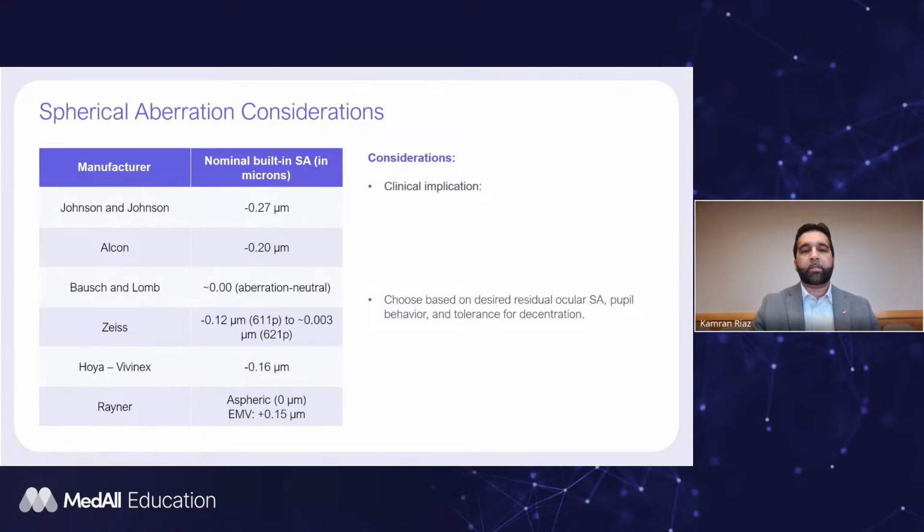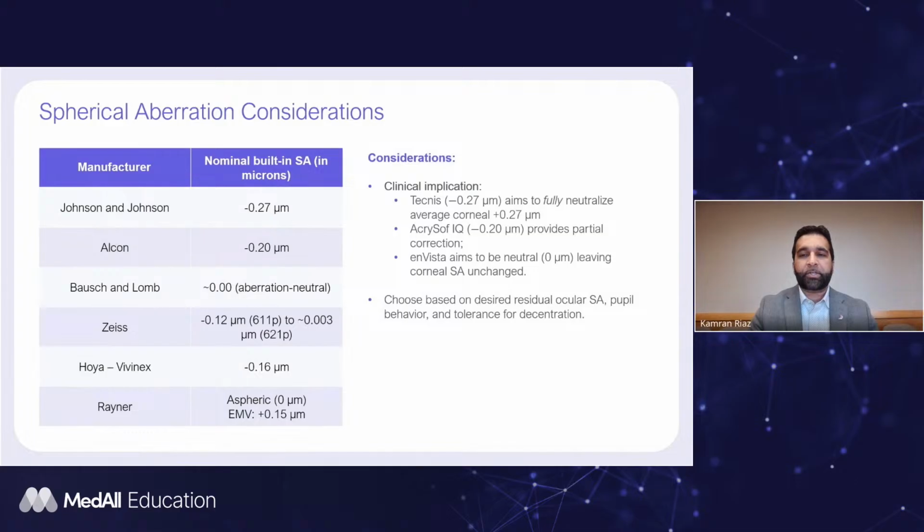So I showed you there on the left side this table of different lens manufacturers, ranging from the most amount of negative spherical aberration built in over here. So what are the considerations? Well, the clinical implication here for the three most popularly implanted lenses in the US is that all three manufacturers have different amounts of negative spherical aberration that is built into the lens.